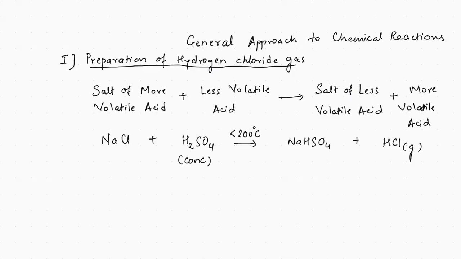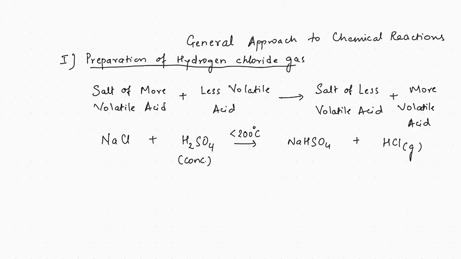The sodium chloride reacts with the less volatile acid, in this case, concentrated sulfuric acid. Now, why is sulfuric acid less volatile? Because its boiling point is 338 degrees Celsius, while the boiling point of hydrogen chloride is 83 degrees Celsius. Here the temperature of the reaction is less than 200. And that's why we cannot even use nitric acid, which is also a volatile acid. The boiling point of nitric acid is 121 degrees Celsius. Hence, we always use sulfuric acid.